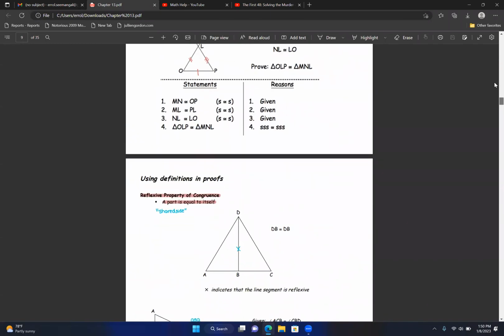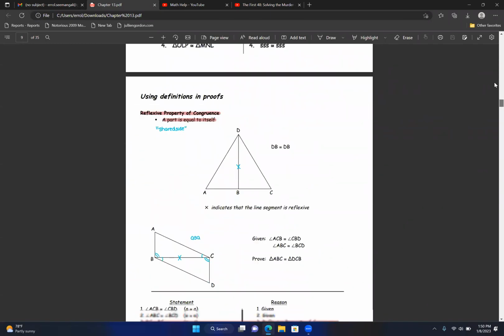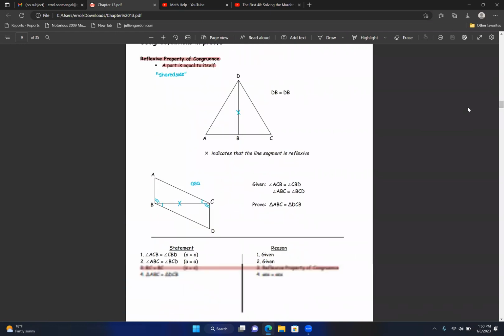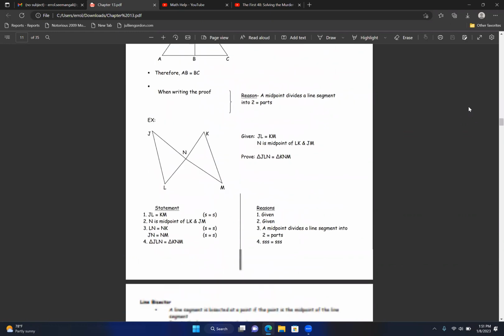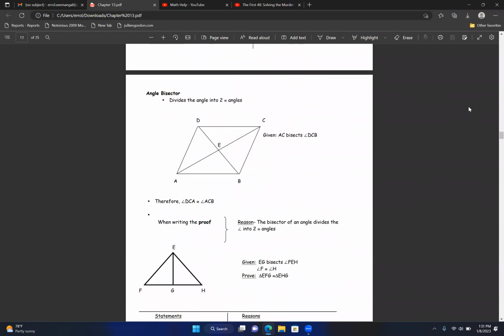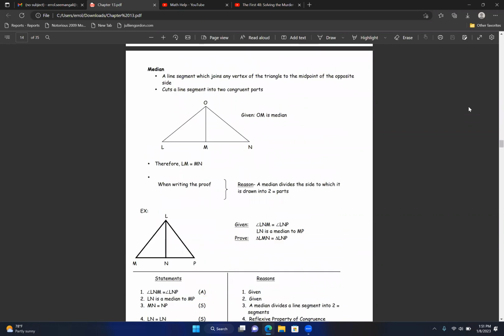No, wait, what? Say it, let me hear. The median is the line that's like in the middle of the triangle and it connects... I think it's called a vertex. Here we go. What they say is a line segment which joins any vertex, so vertexes are where the two lines of the triangle meet, to the midpoint of the opposite side. A line segment which joins any vertex of the triangle to the midpoint of the opposite side cuts a line segment into two congruent parts.